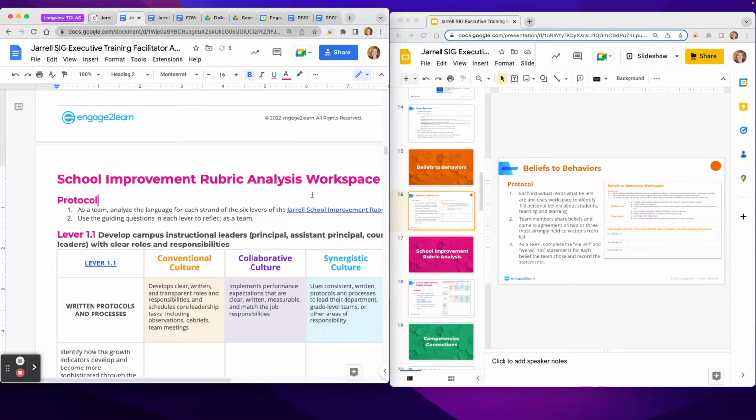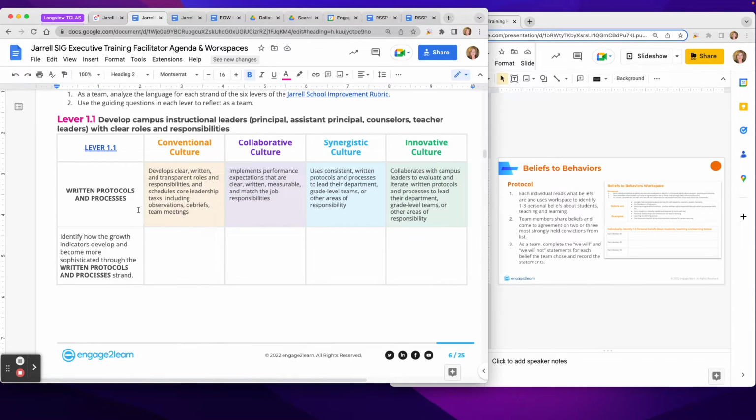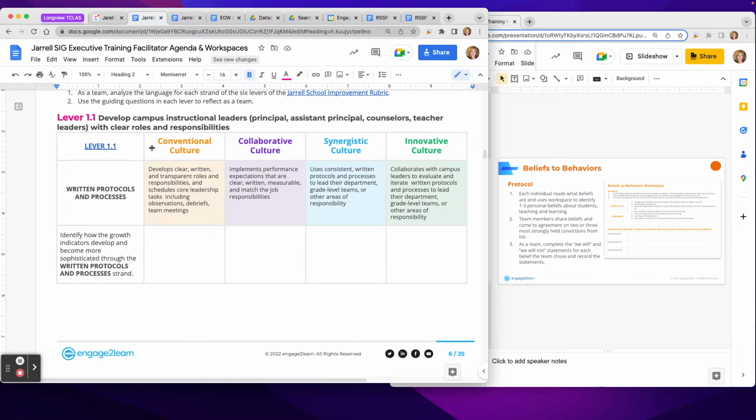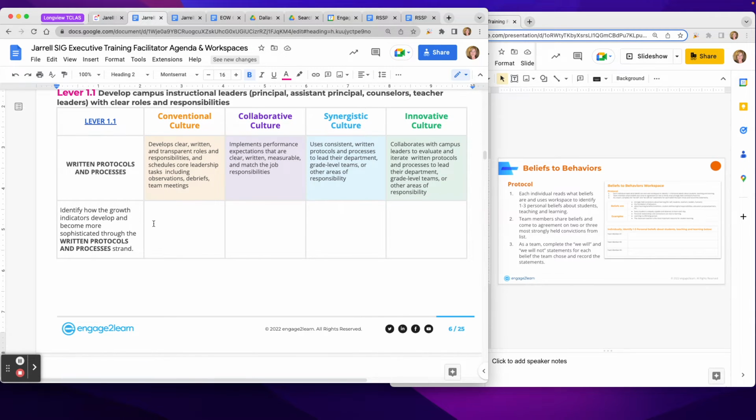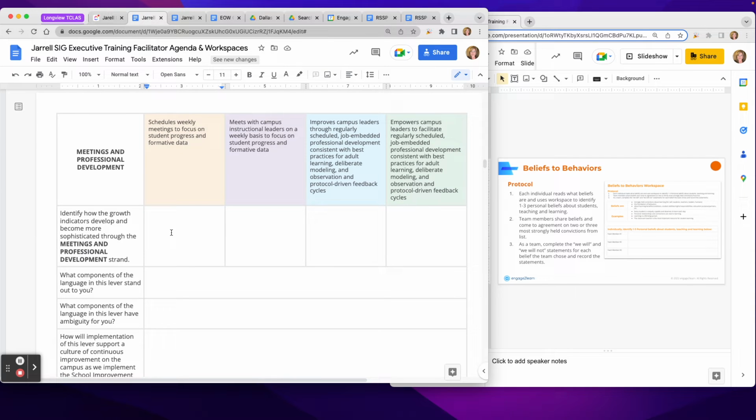There's a misspelling there. So they're going to do what we normally do, where we look at the language of the school improvement rubric, and within their workspaces, they will be answering some guiding questions. They'll identify how the growth indicators develop across the strand. They will identify how the growth indicators develop across the second strand.